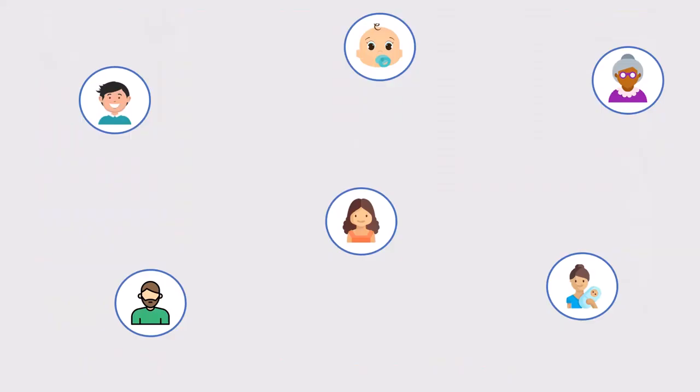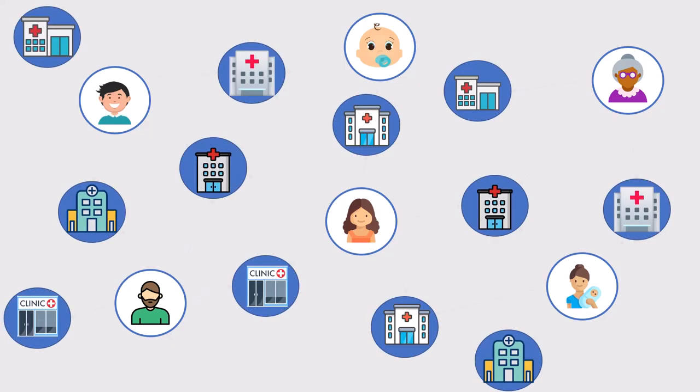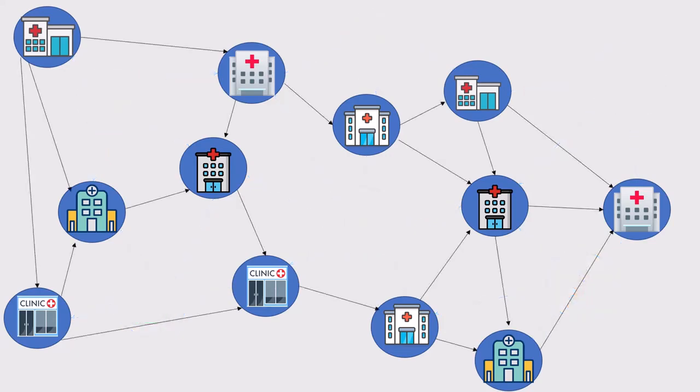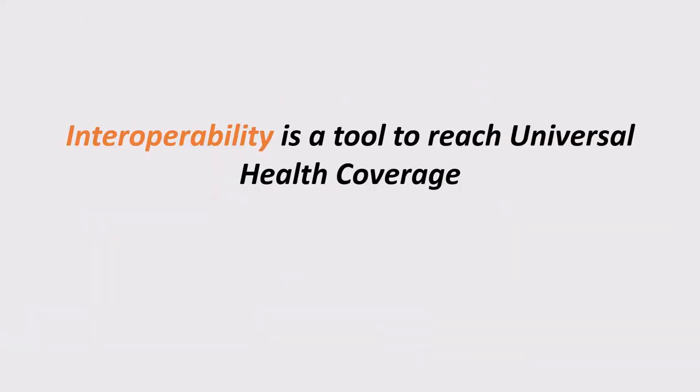With the advent of universal health coverage, everyone should be able to get health services from any health facility anytime and anywhere. This forms a web of interactions between patients and health facilities. And this web can only be realized if the systems being used by facilities are interoperable. Interoperability is a vital tool to have universal health coverage.